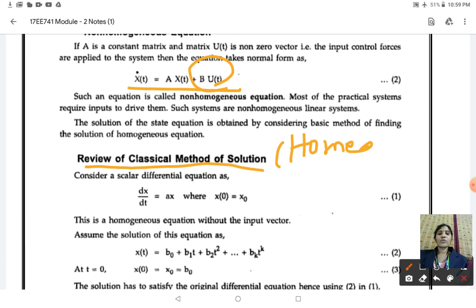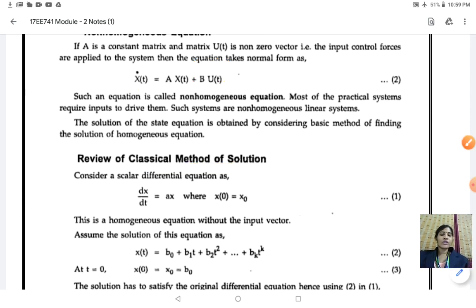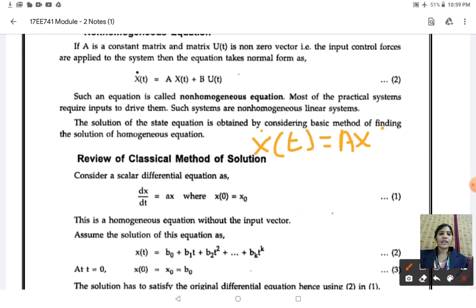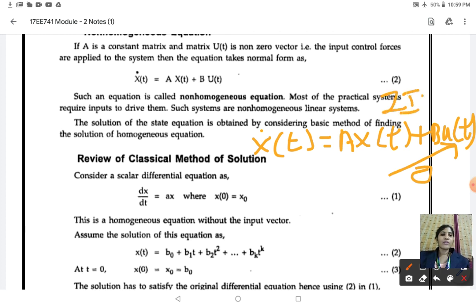In case of your homogeneous system, what is your input? Your input u of t is going to be 0. Therefore, what does your state equation say? x dot of t is equal to A x of t plus B u of t. In case of the homogeneous solution, u of t is 0. When you assume u of t is 0, it is called the homogeneous equation. The response obtained is the zero input response. Therefore, the output response of this classical method of solution is going to be the zero input response.